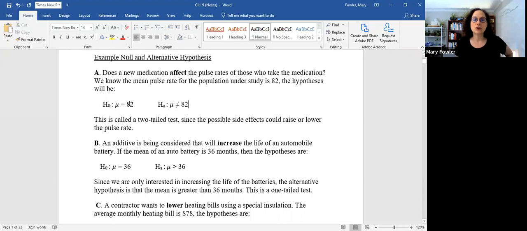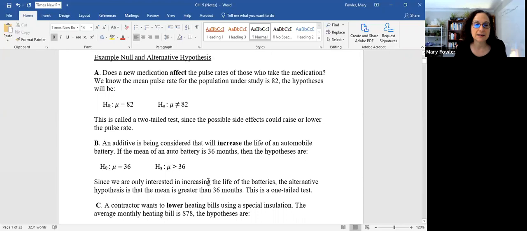We are interested in knowing whether or not the new medication affects the pulse rates of those who take the medication. So the null hypothesis was the status quo, mu equals 82. And so the alternative hypothesis that we're interested in is we'd like to flag whether the pulse rate went either up or down. So we want to make sure that the alternative hypothesis has the not equal sign. So this not equal sign here is attached to the keyword in the statement of the problem, and that keyword is affect. So does it affect, does it change it, does it make it go bigger or smaller? So we're interested in an alternative hypothesis of not equal to.